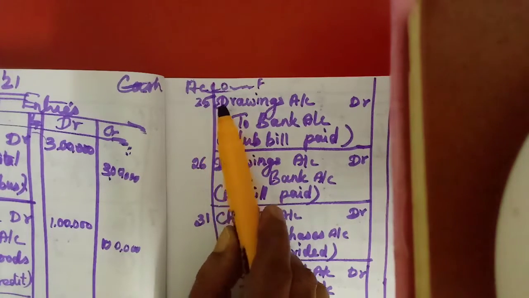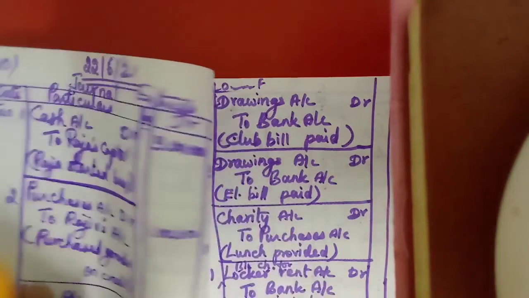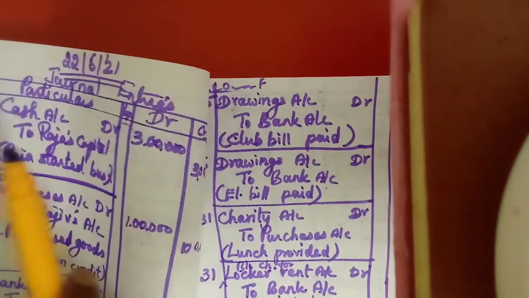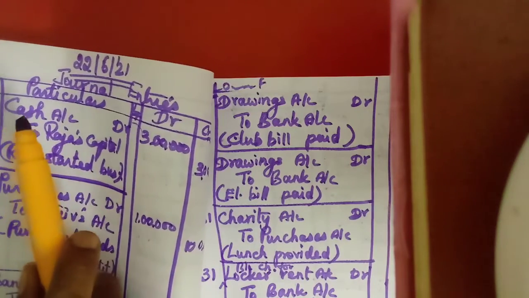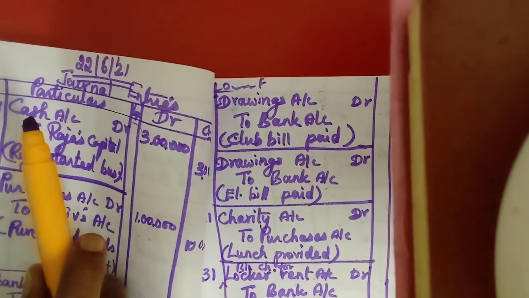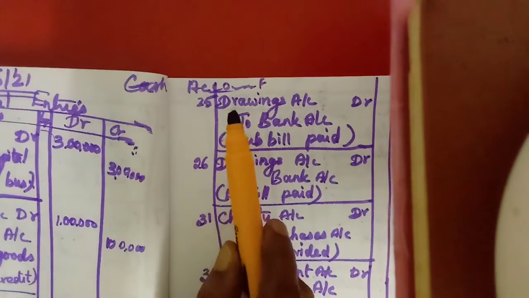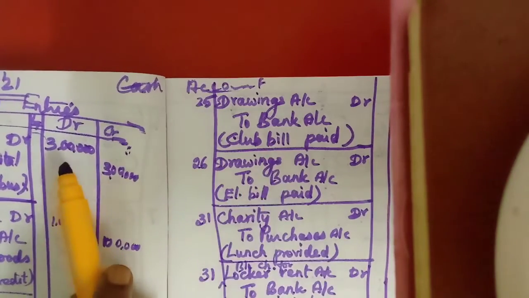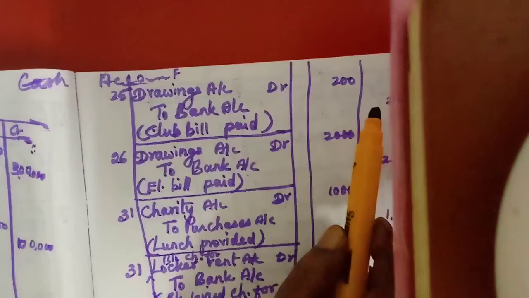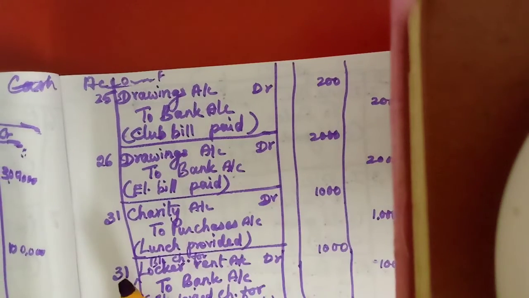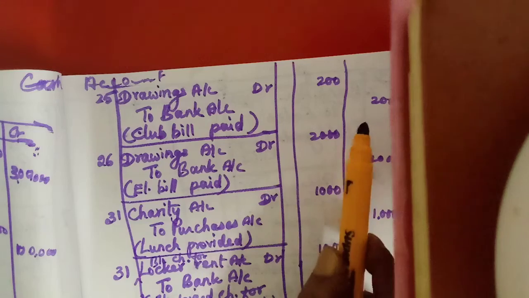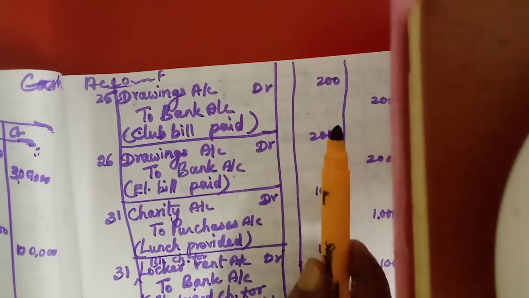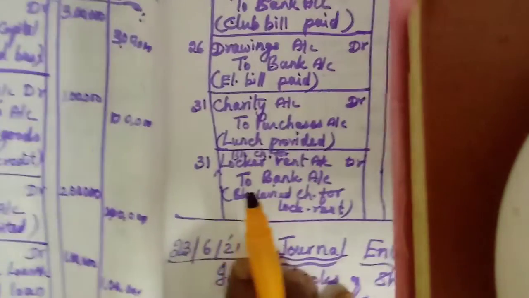Then we write the prefix "By", followed by the other account, by cash account. In Raja's capital account we should not enter its own name, but the other part of the entry must be entered. So on the credit side: by cash account. Then we write the 3 lakh in the amount column, the last column of that page. That's all.